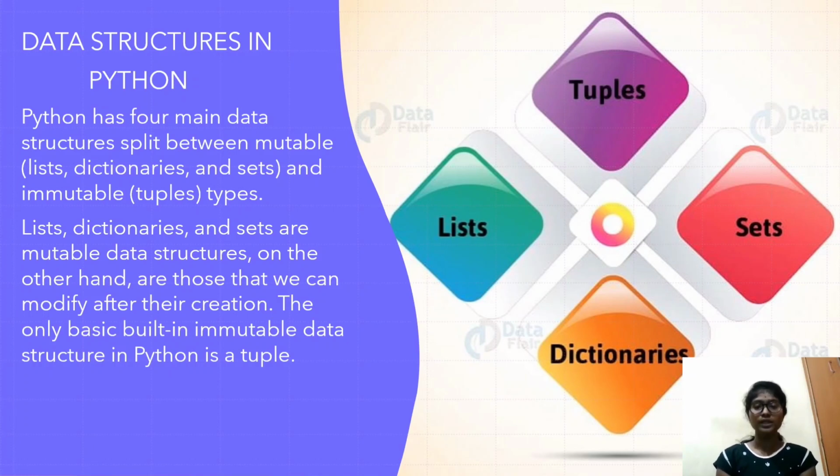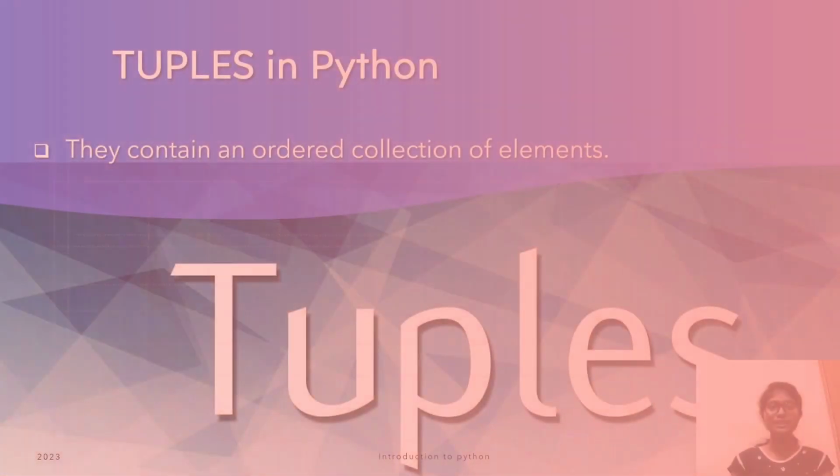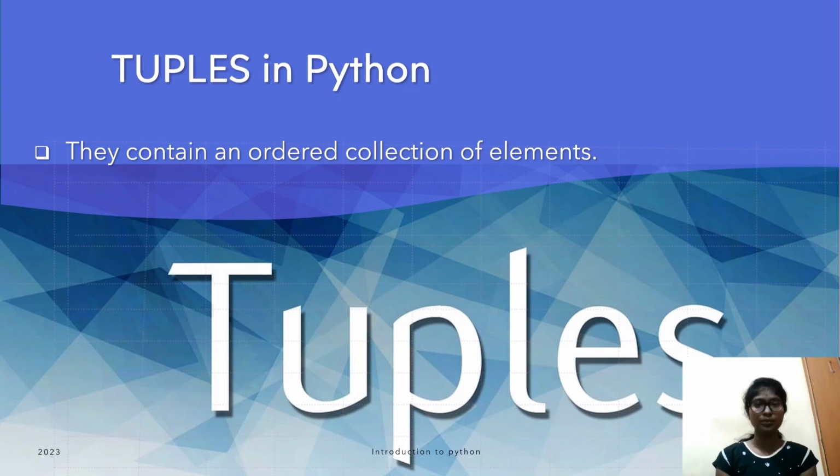So what are the four main data structures of Python? They are tuples, lists, dictionaries, and sets. On the basis of mutable and immutable, tuples are immutable and list, dictionary, sets are mutable. So let us see what is tuples. Tuples are an ordered collection of elements in Python.